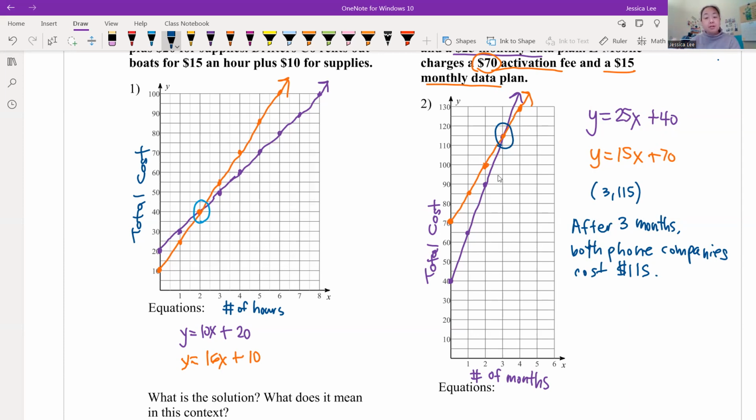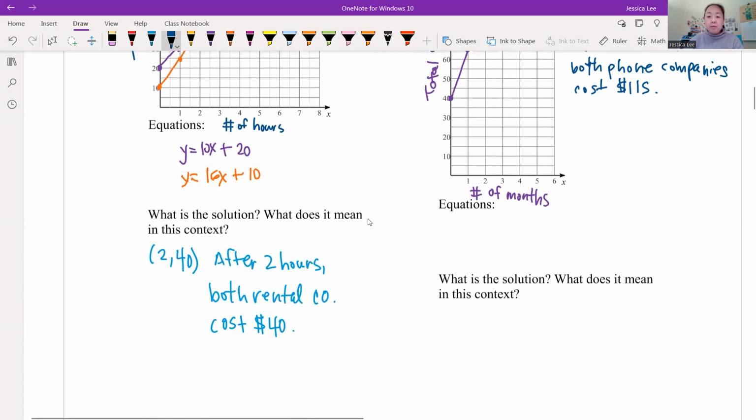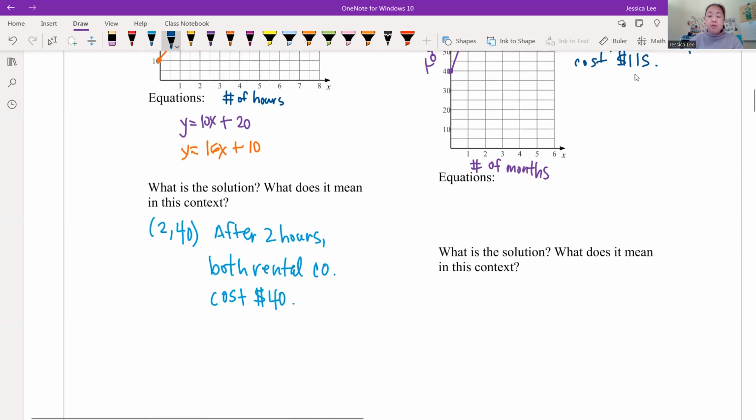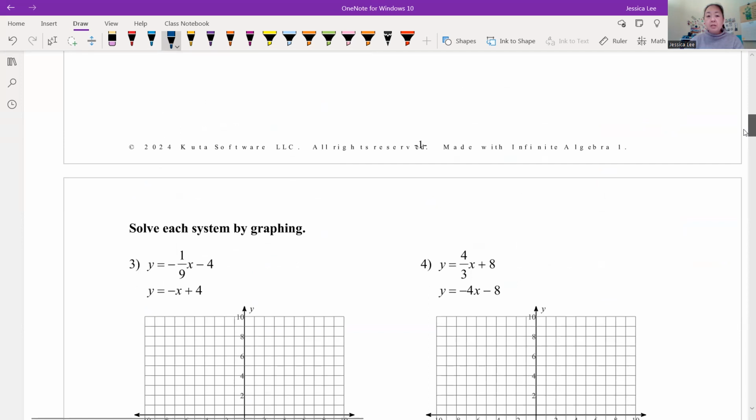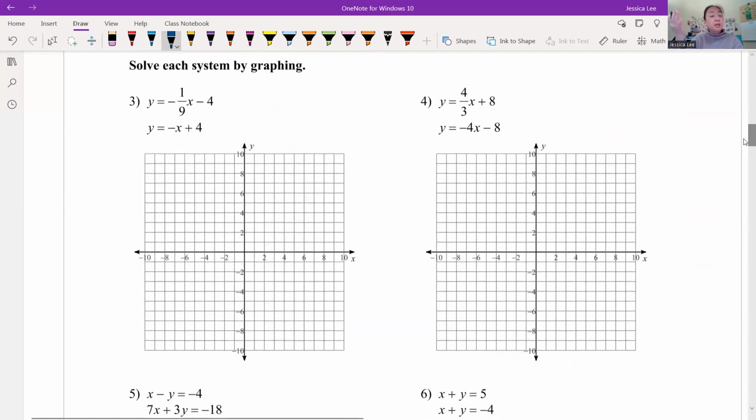I actually did stuff like this to compare which one is better. All right, so we answered all of this over here on the side, and we're going to go on to the next problem. Okay, now we're going into systems by graphing, which we did already, but here there's no context. We're just going to straight up do some graphing.